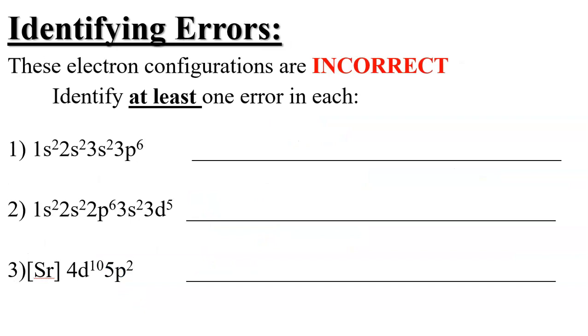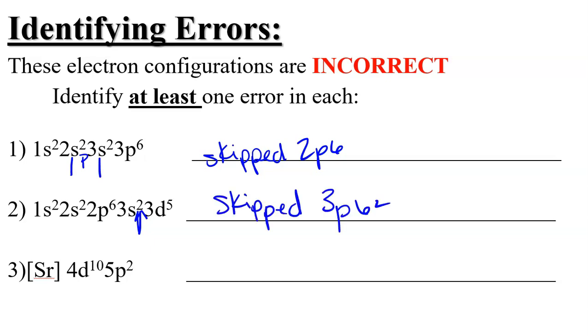Let's go ahead and practice on where we can find some errors in these. The first one we can notice, you can't jump from 2s2 to 3s2. You're missing a p orbital level in there. So we can identify that this one is missing. It skipped to p6. For number 2, right here, it goes straight from 3s2 to 3d5. It's missing 3p6 and 4s2. We can identify that it skipped 3p6 and 4s.